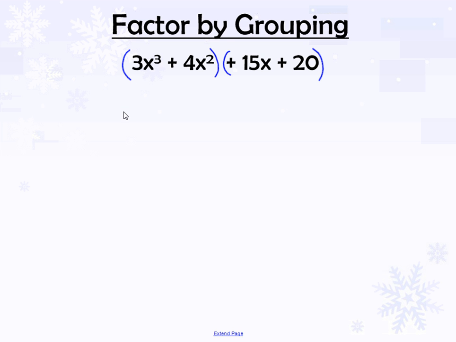Here my GCF is x squared. When I factor out an x squared, I have a 3x plus 4. Over here, I'm going to factor out a positive 5, so I'm going to write plus 5. When I factor out a positive 5, I have 3x plus 4 left over. Then I'm going to write what they each have in common. They each have a 3x plus 4.